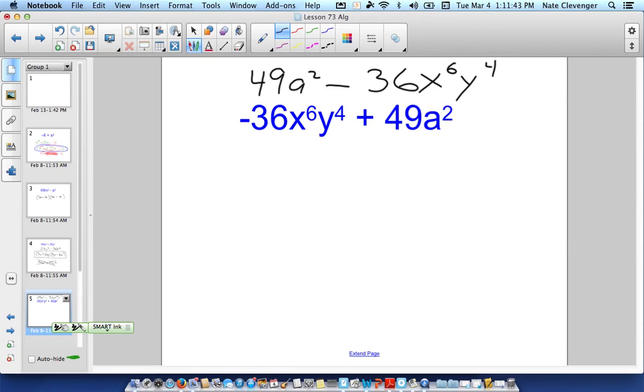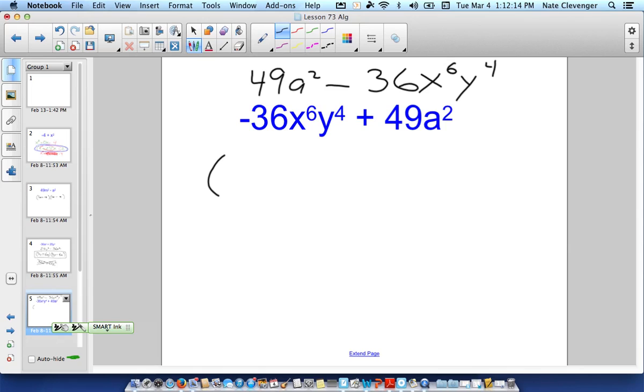It is a difference. I can take the square root of 49a squared evenly. Can I take the square root of 36x to the 6th y to the 4th evenly? No. Can I take half of each exponent? Yeah. Can I take the square root of the coefficient? Yes, so it is a perfect square then. If I had an odd exponent, then we would not be able to take the square root of it evenly. But if you have an even exponent, then you can.